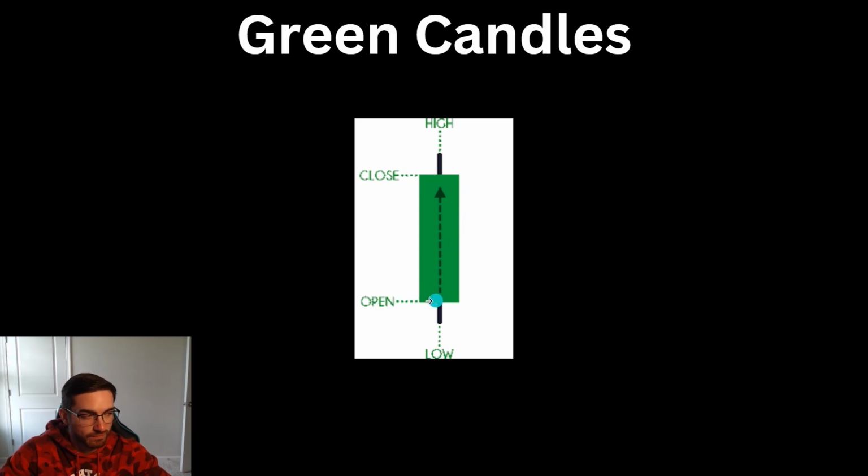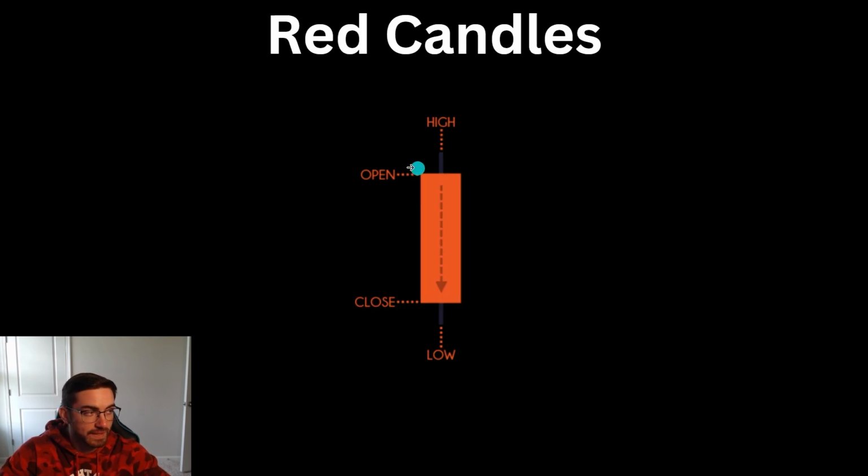Let's just say that this was a 5-minute candle. At the beginning of the 5 minutes, price opened right here. Sometime throughout that candle, price went as high as here or as low as here, but at the end of that 5 minutes, price closed all the way up here. Simple, right? Now, as far as a red candle, this represents that price closed lower than where it opened.